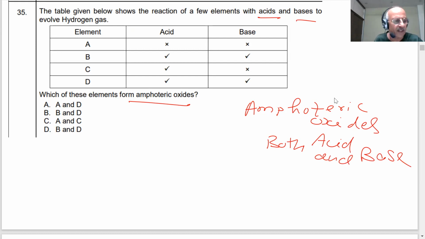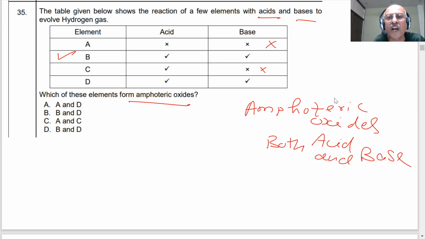Let us see what information is given, student. A does not react with acid, does not react with base, so this is not the correct answer. B, yes, B reacts with acid as well as base. Therefore, this is correct. This is amphoteric because it is reacting with acid and base. And C reacts with acid but not with the base.